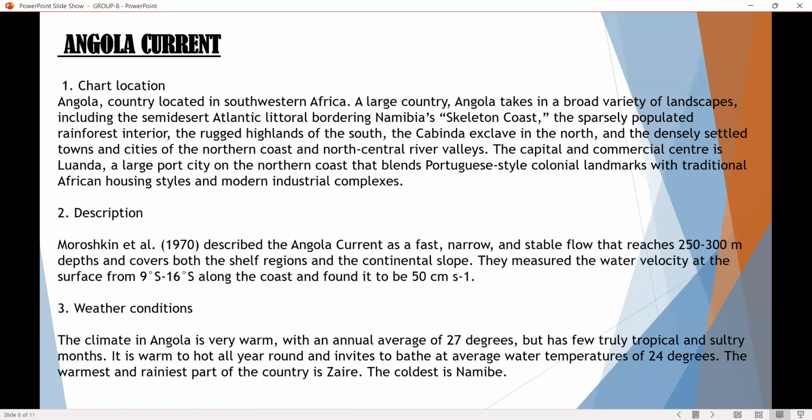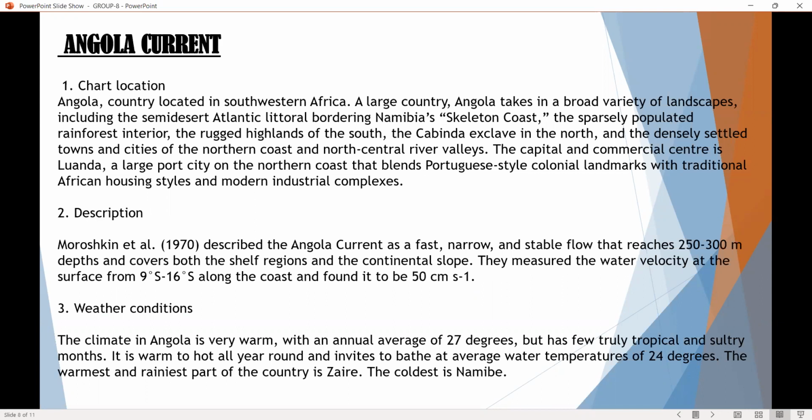Angola Current. Chart location. Angola is a country located in southwestern Africa. A large country, Angola takes in a broad variety of landscapes, including the semi-desert Atlantic littoral bordering Namibia's Skeleton Coast, the sparsely populated rainforest interior, the rugged highlands of the south, the Cabinda exclave in the north, and the densely settled towns and cities of the northern coast and north central river valleys.